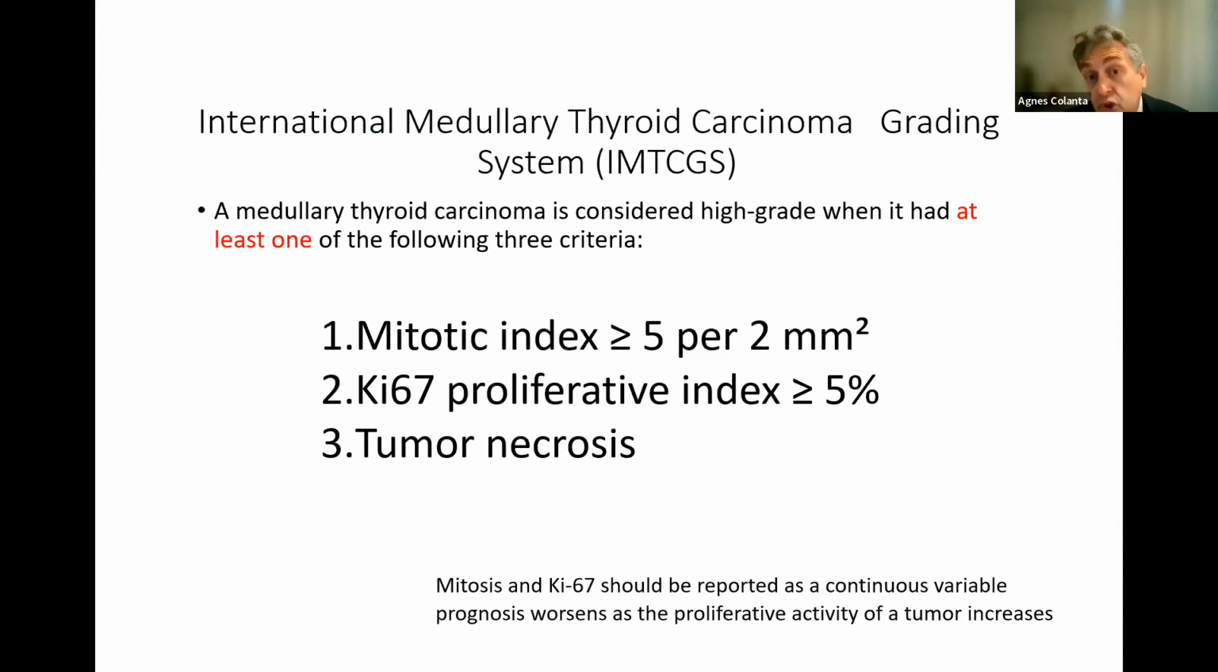This system is a 2-tiered grading system. To get into the high-grade category, you need either a mitotic index of 5 per 2 square millimeters or more, or a Ki-67 proliferative index of 5 or more, and/or tumor necrosis. It's important in the pathology report to mention the mitosis and the Ki-67 as continuous variables, because the prognosis worsens as the proliferative activity of a tumor increases.